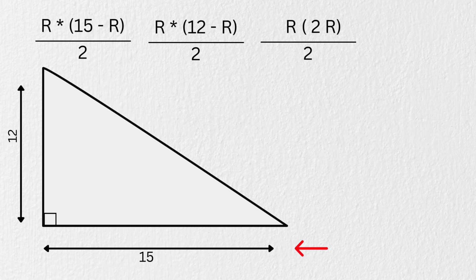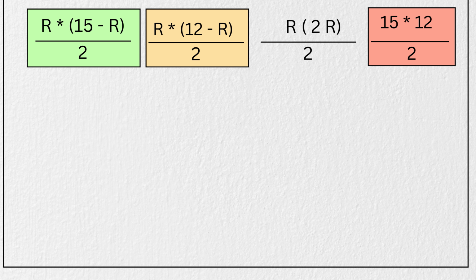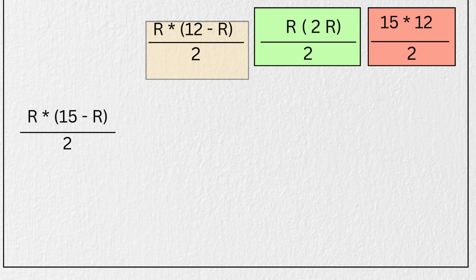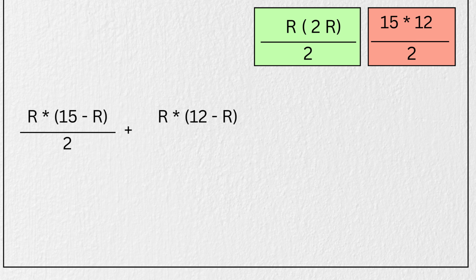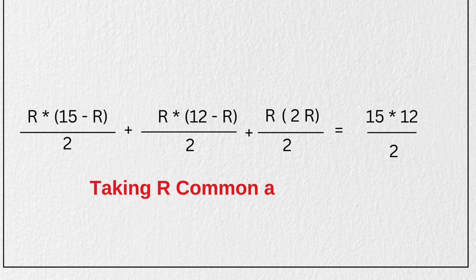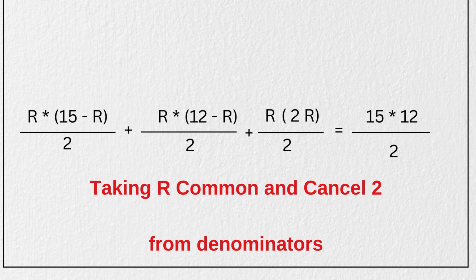We are given the base of this right-angled triangle as 15 units and the height as 12 units. So the area of the triangle is 15 times 12 divided by 2 equals 90 square units. Now solving the equation for the area of these three parts, we get r times (15 minus r) divided by 2 plus r times (12 minus r) divided by 2 plus r times 2r divided by 2 equals 15 times 12 divided by 2. Now taking r common from this side, and we cancel 2 from the denominators, that is multiplying both sides by 2.